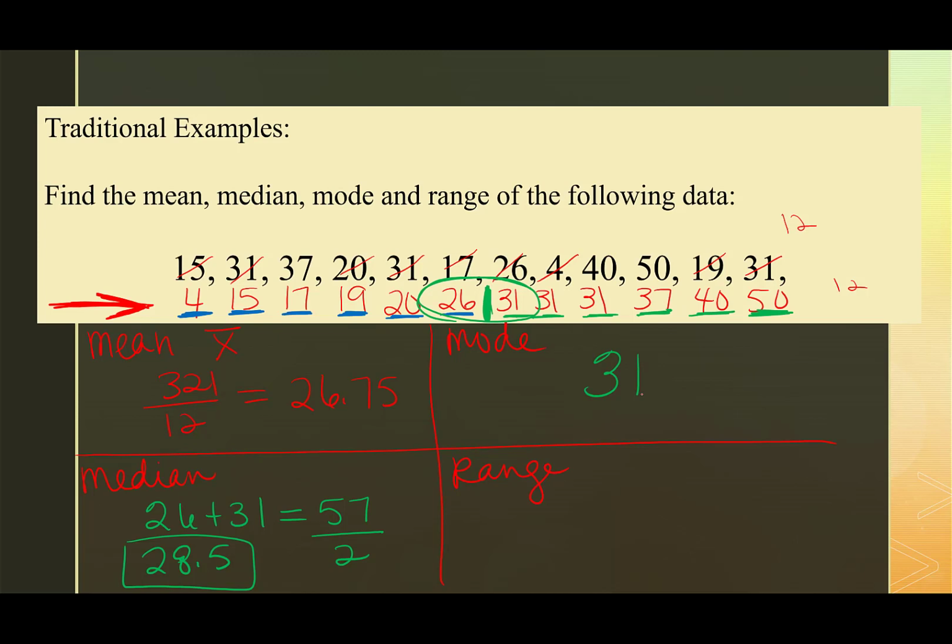The last question is to find the range. Again, it's really easy once you have it in numerical order because you can easily spot that 50 is the largest number, and you can subtract the smallest number, which is 4, and so you have a range of 46.